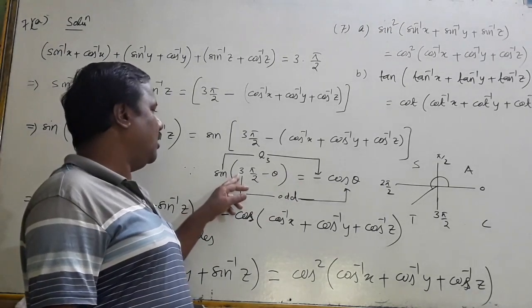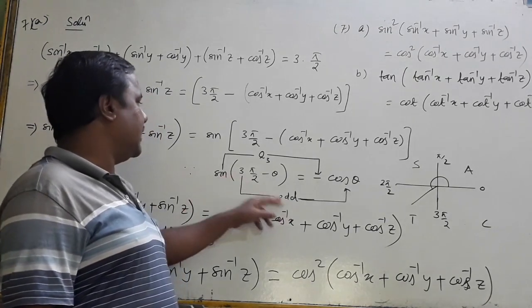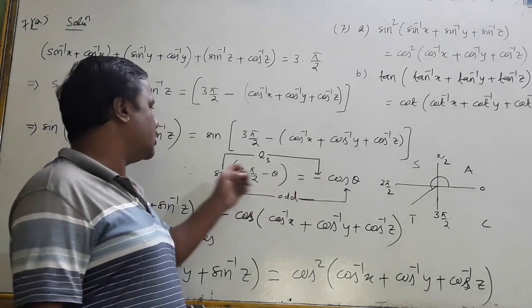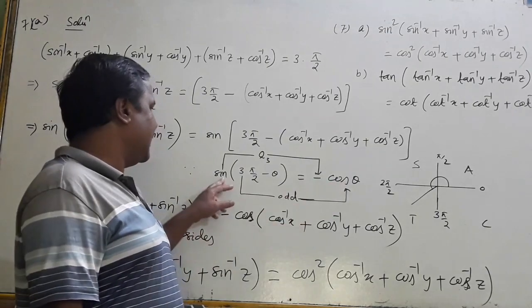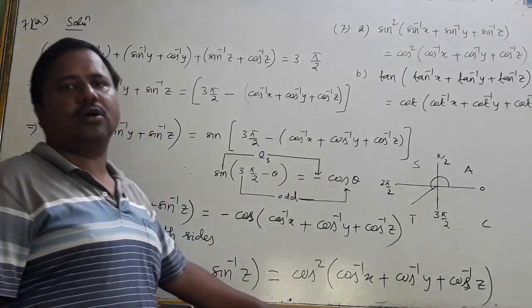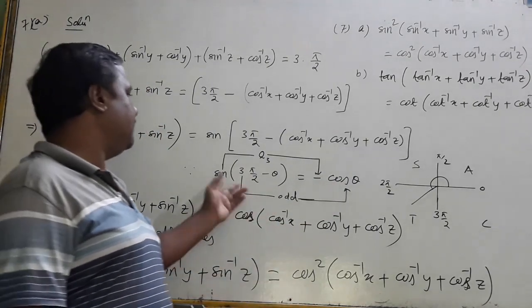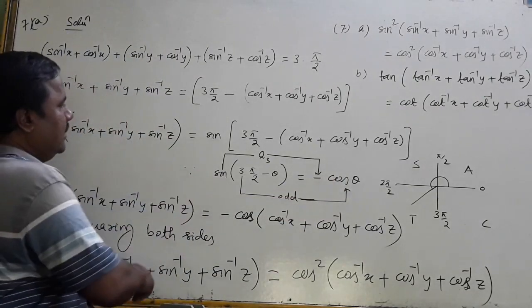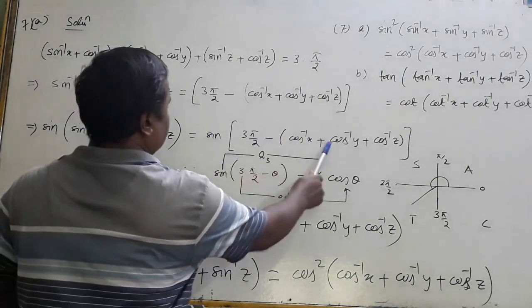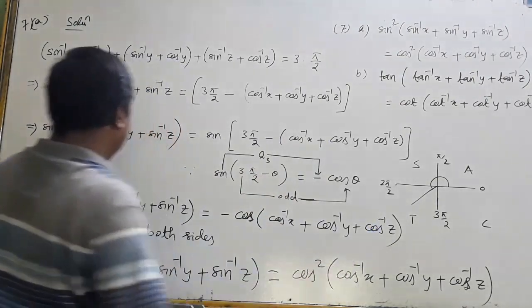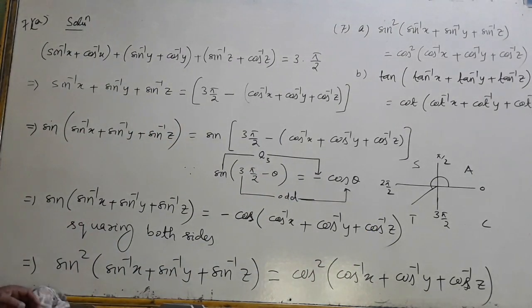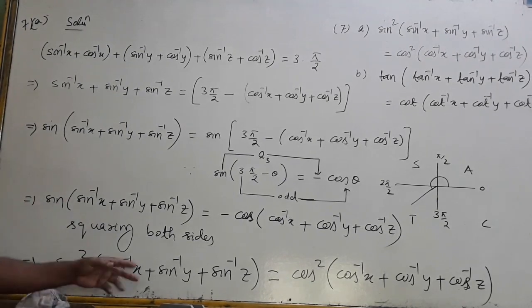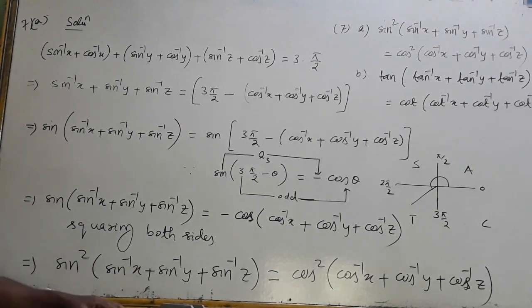Now 3 is odd. If any odd is there, sine converts to cos, cos converts to sine, tan converts to cot, and so on. If even, it remains as it is. Now you know this from class 11. So sin of 3 pi by 2 minus theta is minus cos theta. And squaring both sides you get sin square of sin inverse x plus sin inverse y plus sin inverse z is equal to cos square of cos inverse x plus cos inverse y plus cos inverse z.